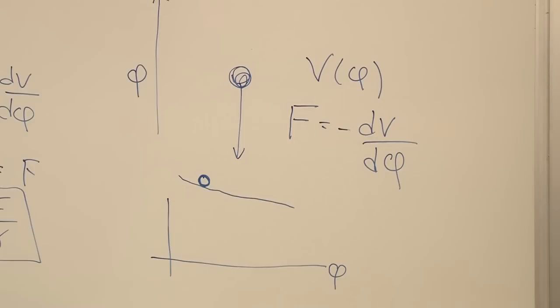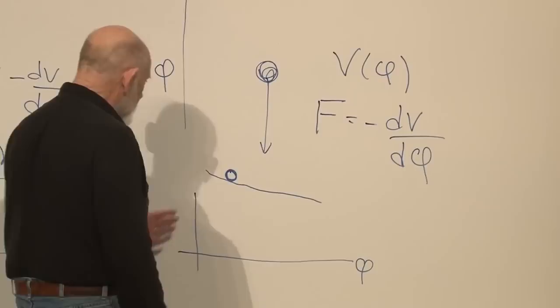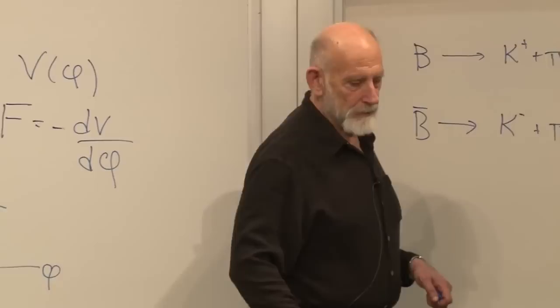And phi will not be a stone. It will not be the position of a stone. It will be the value of a field. But we will want to be in a situation where a field evolves very slowly because of a lot of friction. And that will drive inflation.